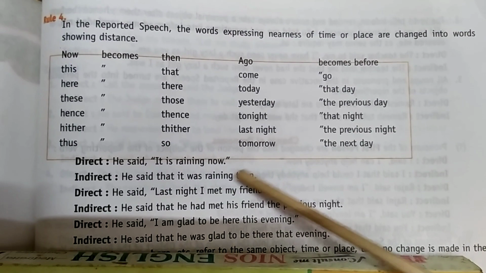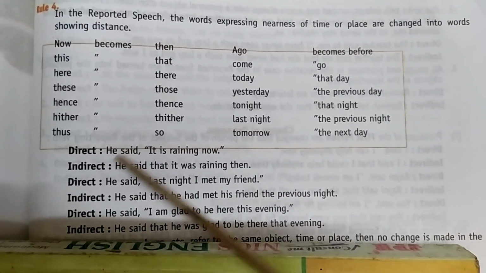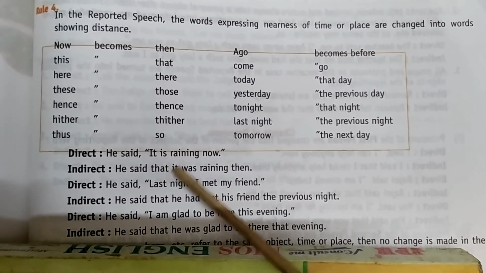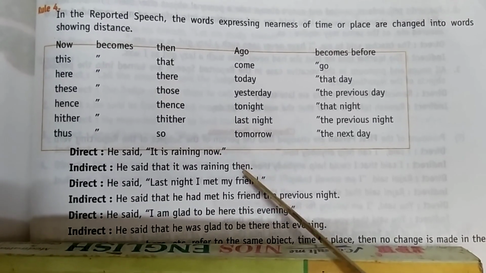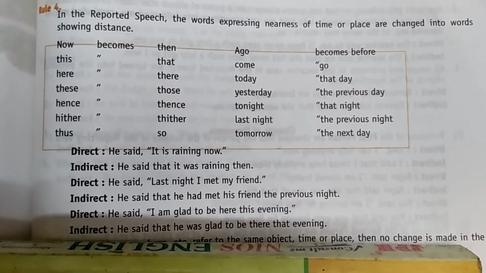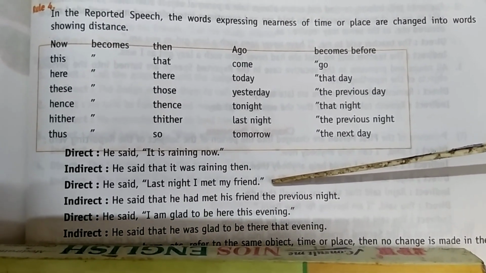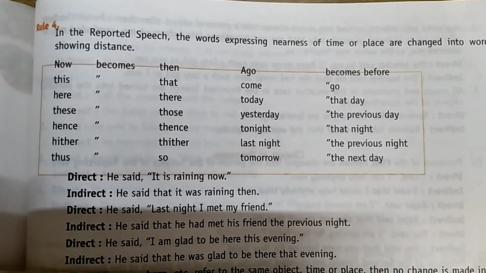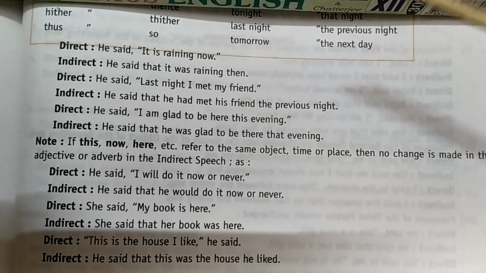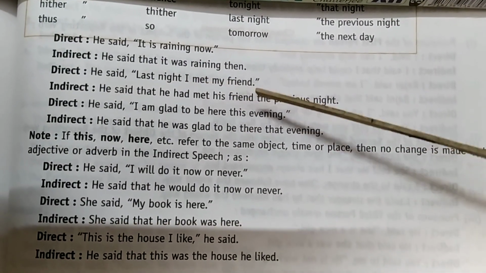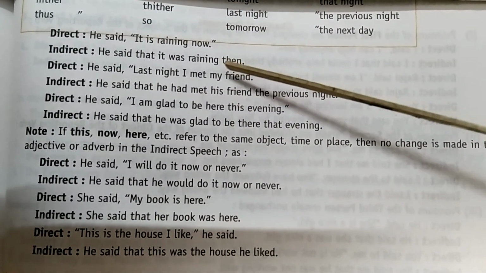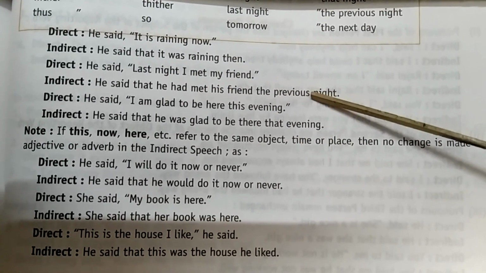He said it is raining now. In indirect, he said that it was raining then. Now is converted into then. Second, he said last night I met my friend. Indirect, he said that he had met his friend the previous night. So last night is the previous night.